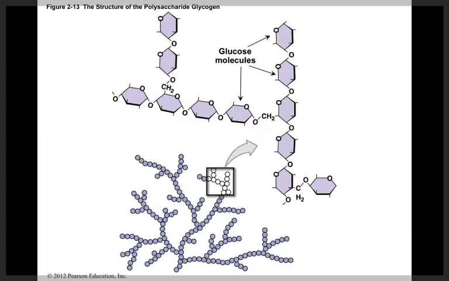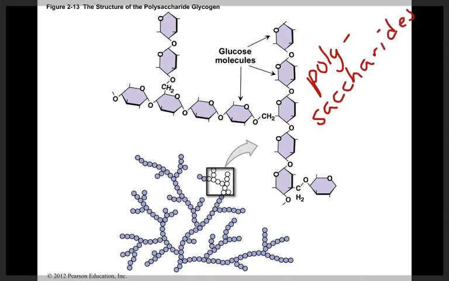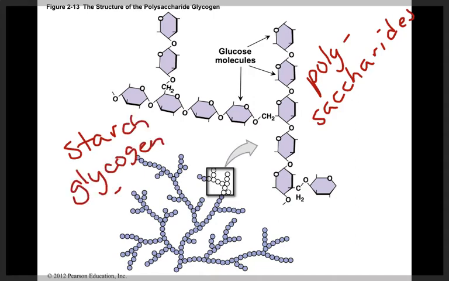Carbohydrates can be stored in large molecules, which would then be called polysaccharides. Poly for many, saccharides for the sugar or the carbohydrates. And they can be stored as either starch or glycogen. And glycogen is stored in the liver and in the skeletal muscles.